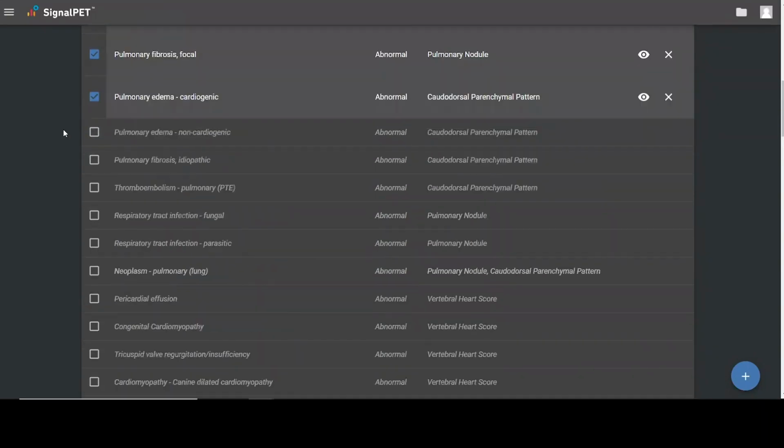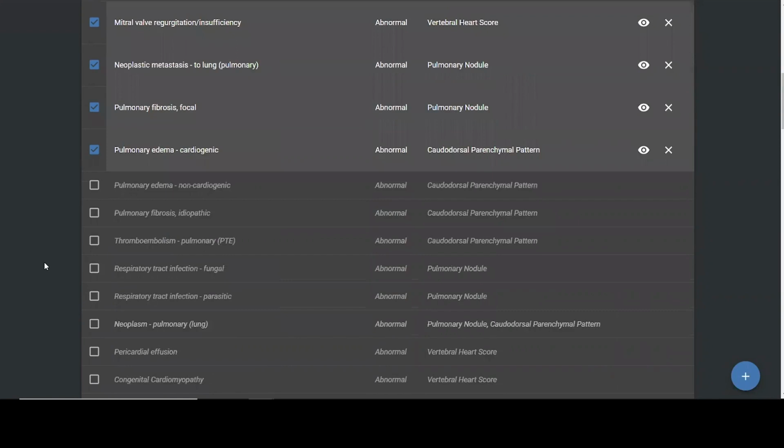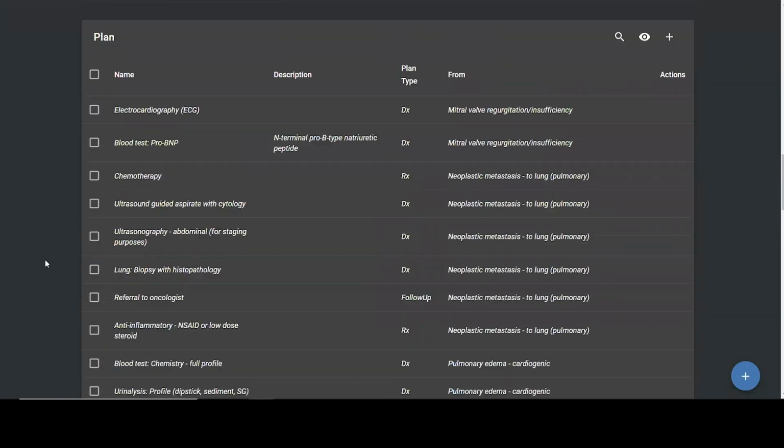Okay, so you can see our primary differentials have moved up to the top here. So those are our primary differentials. Now, depending on which primary differentials we've selected, once we get to the plan section, you can see that there are recommendations for each one of those differentials. And again, each one of these is customizable. So you can always add a recommendation if you don't see that it's already pre-populated.